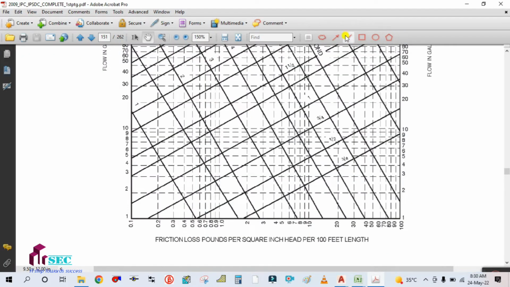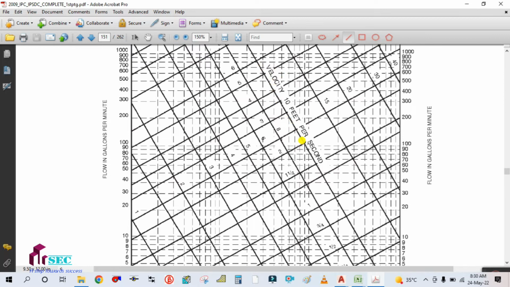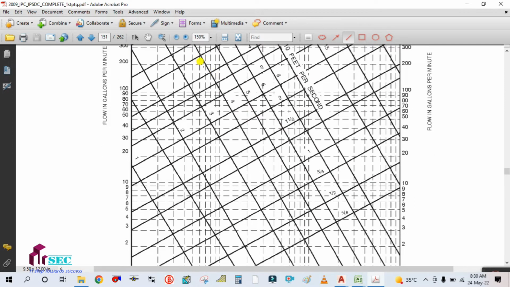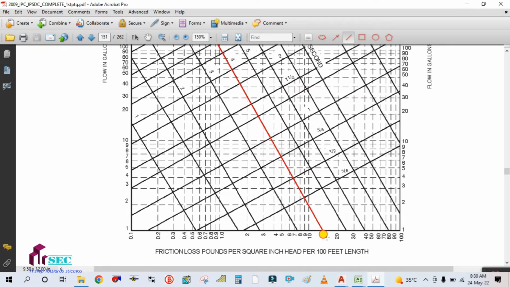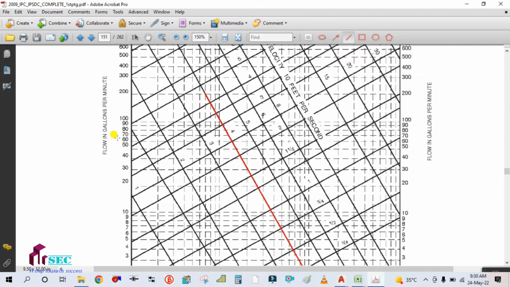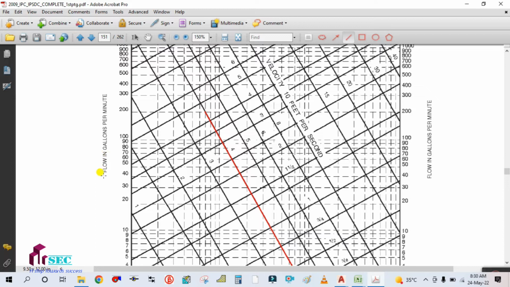Okay, so simply take one line and draw one line parallel to this. This inclined line is showing velocity in feet per second. We require 4 fps, so draw one line parallel to this 4 fps. And this vertical axis is showing flow in GPM. You can see here flow in gallons per minute.